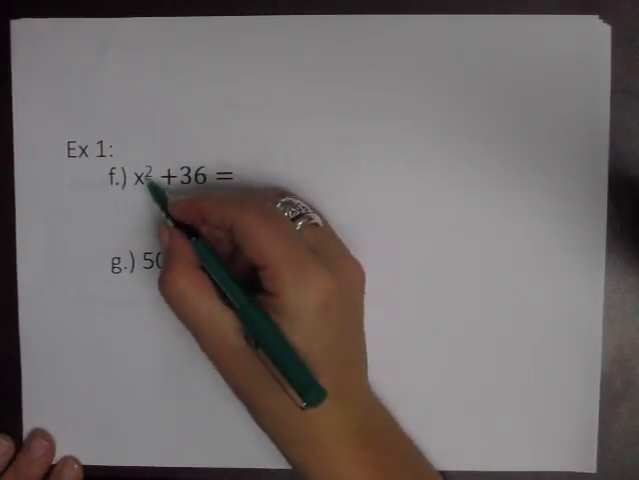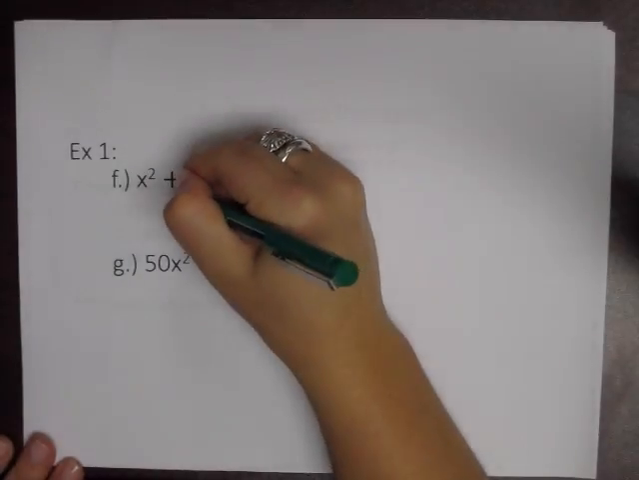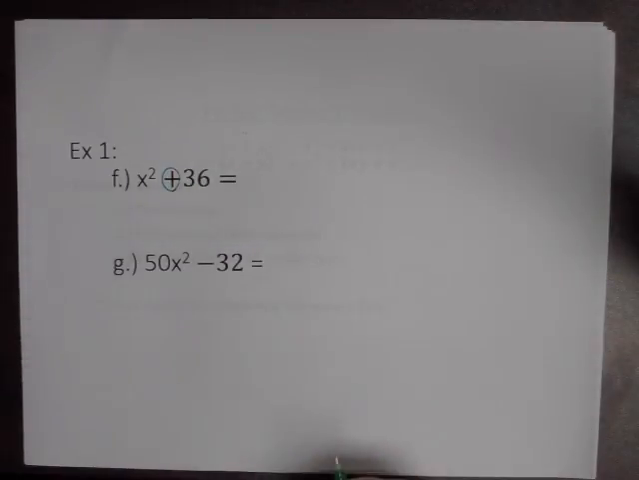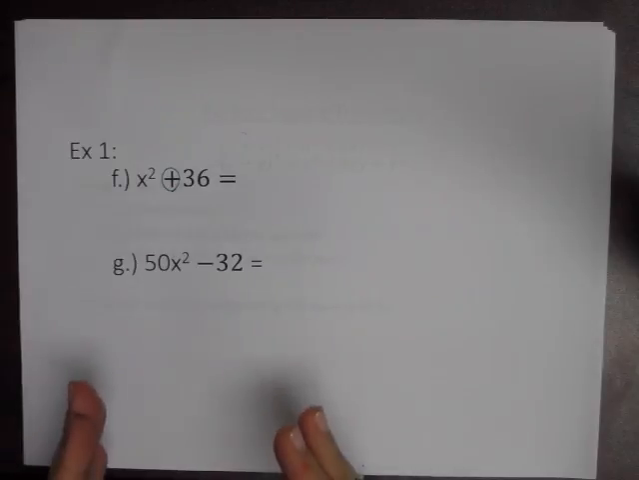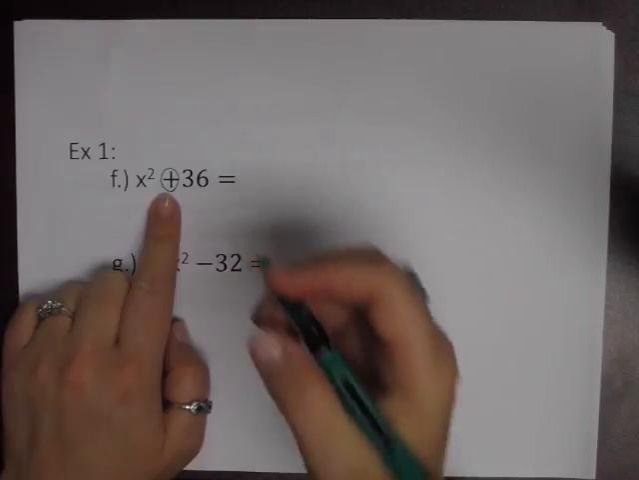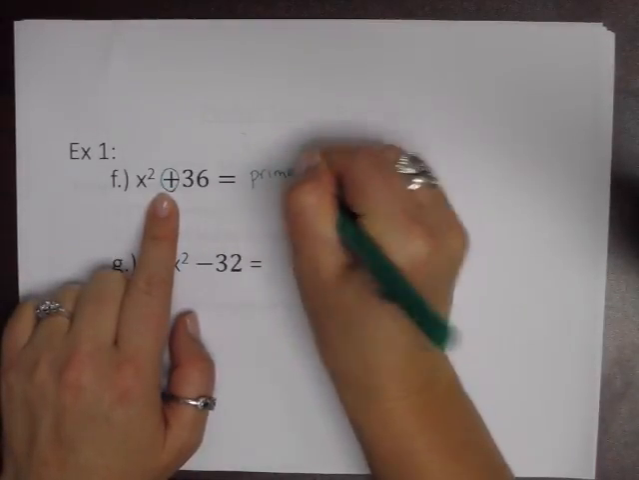Alright, for f it says x squared plus 36. I notice that I'm missing my b, which is good, but my problem here is that it's an addition problem. It's very easy to rush through these problems and see that you have perfect squares and take the square root, but please make sure that you pay attention that it is a subtraction problem, because if it's addition, your answer is going to be prime. Don't let that confuse you.